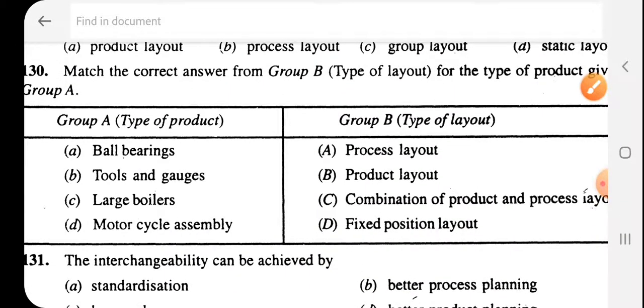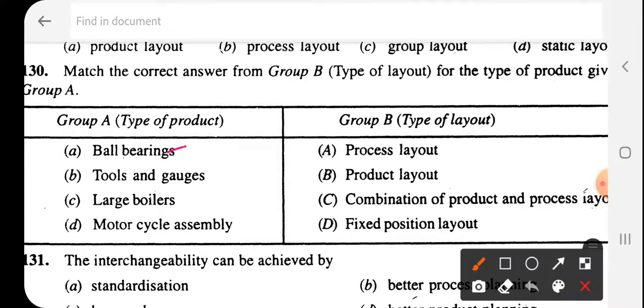Which of the following group A, so match the following we have to do here, very important. Ball bearing is a combination of product and process layout. Next, tools and gauges are process layout. Large boilers, large means fixed layout. Motorcycle assembly is product layout, automobile is product layout.